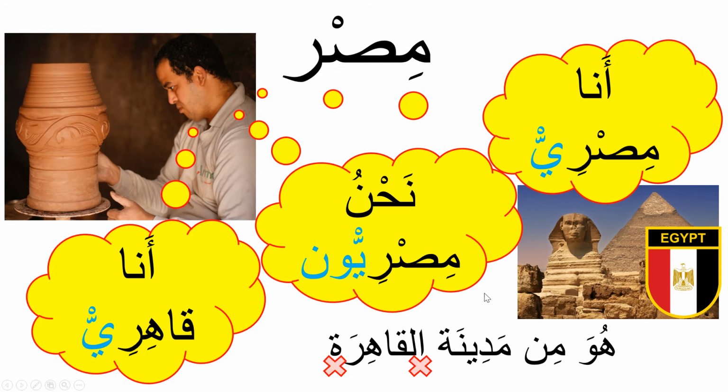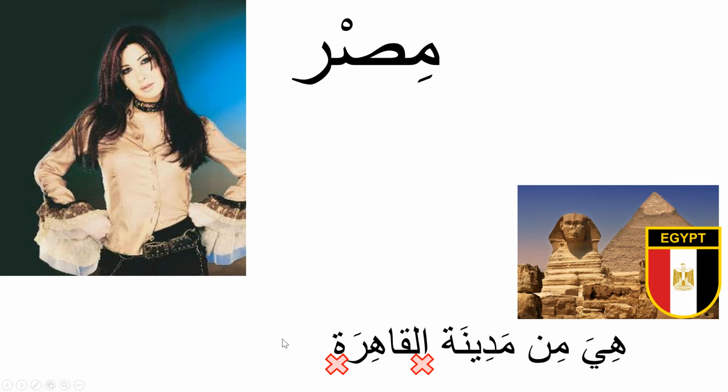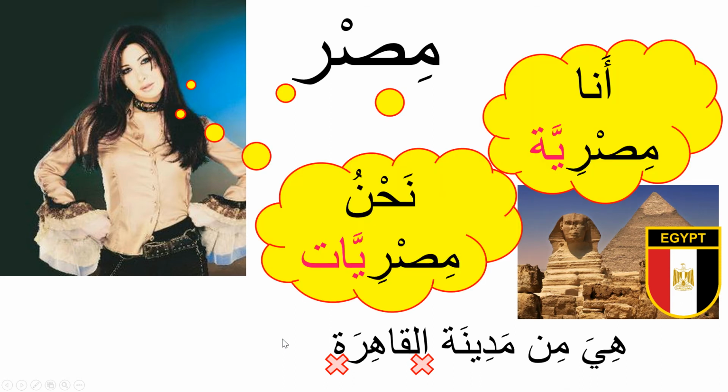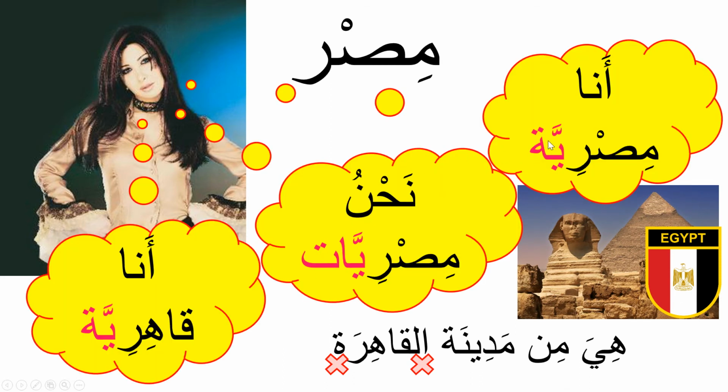So that is a short summary of nisba adjectives. Let's talk about the feminine. On this slide, instead of adding just the ya to make Misr a nisba adjective, if you want to make it a feminine nisba adjective, you add a ya and a ta marbuta. So instead of misri, it's misriya.